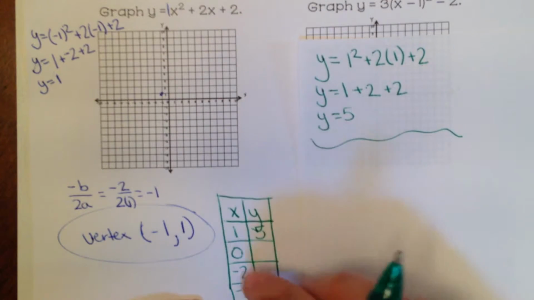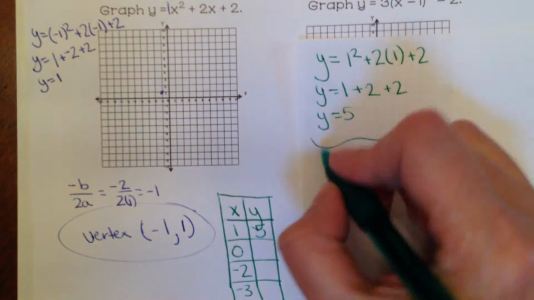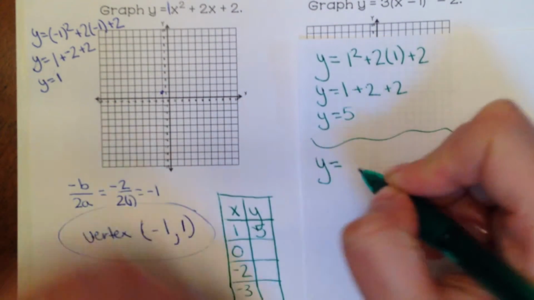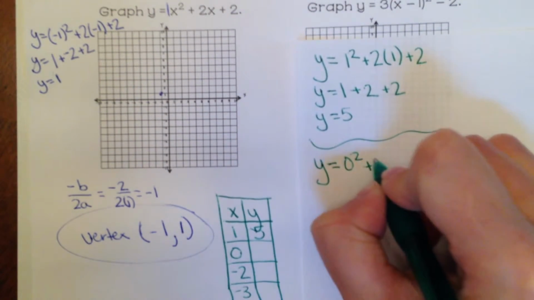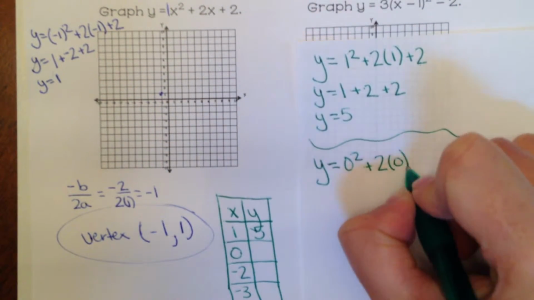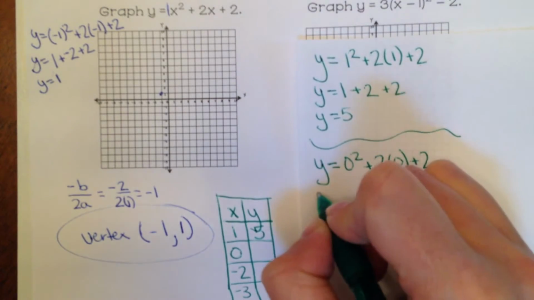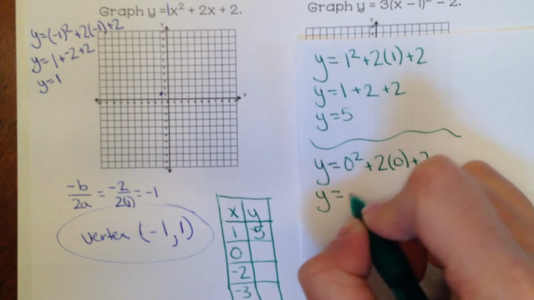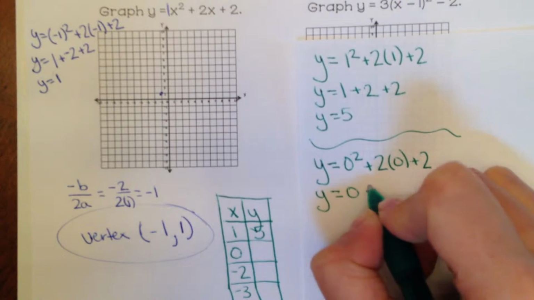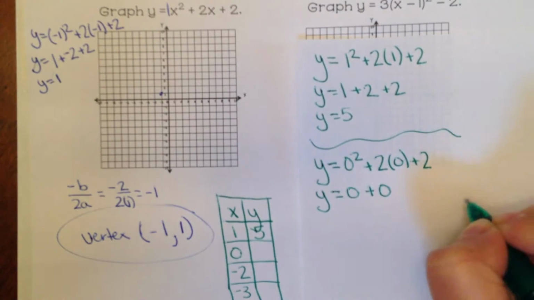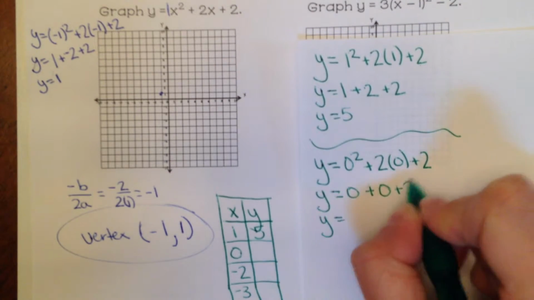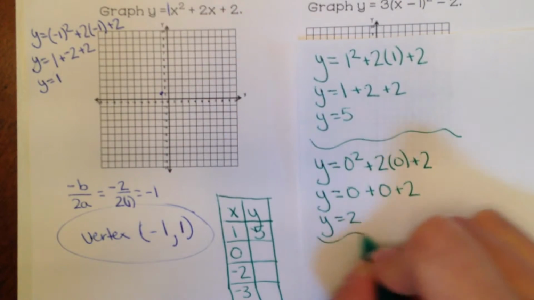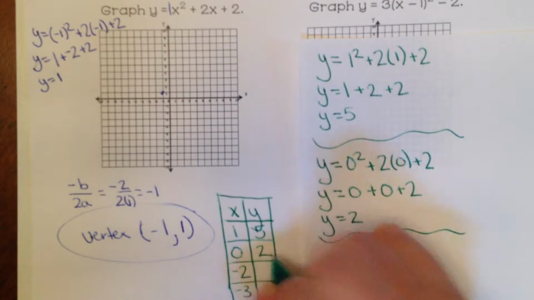Next one, I'm going to plug in where x is 0. We have y equals, again using the equation, 0 squared plus 2 times 0 plus 2. And I'm going to simplify. 0 squared is just 0, plus 2 times 0 is 0, plus 2. And when you add that all together, well, you only have 2. So the y-coordinate is 2.